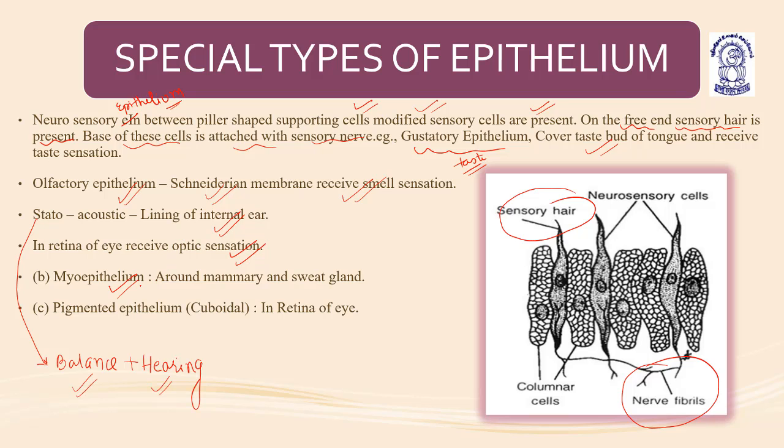Myoepithelium, around mammary and sweat glands, is also a special type of epithelium. Understood? Then pigmented epithelium is a modification, a special type of cuboidal epithelium in the retina of the eye. So you can see the neurosensory types of epithelium have modified columnar cells. The myoepithelium is present around the mammary and sweat glands, and the pigmented epithelium, a cuboidal epithelium, is also a special type present in the retina of the eye.